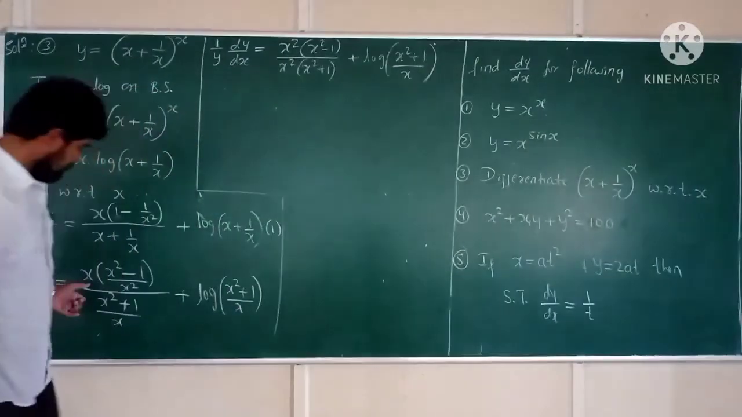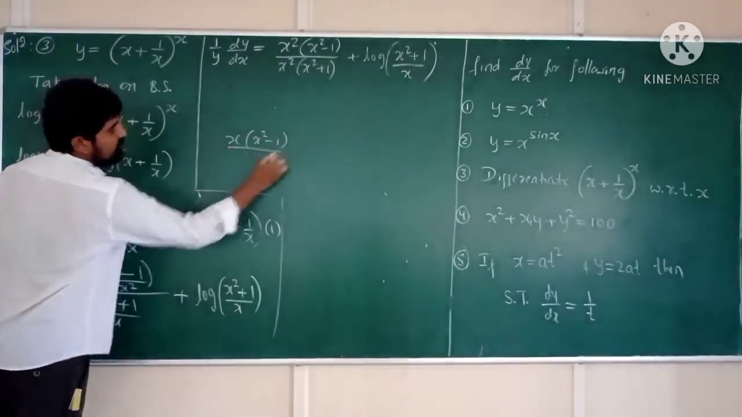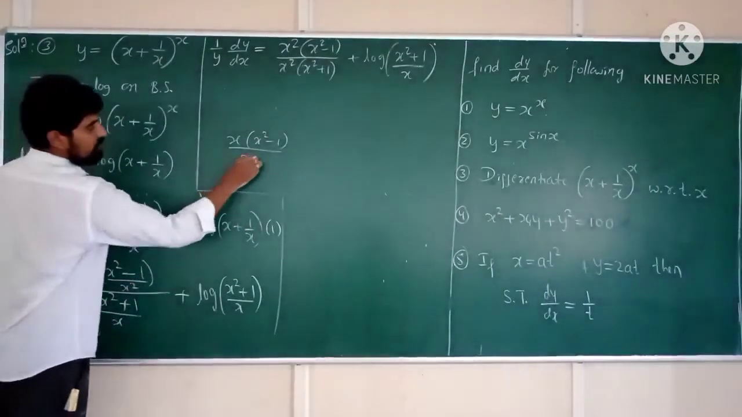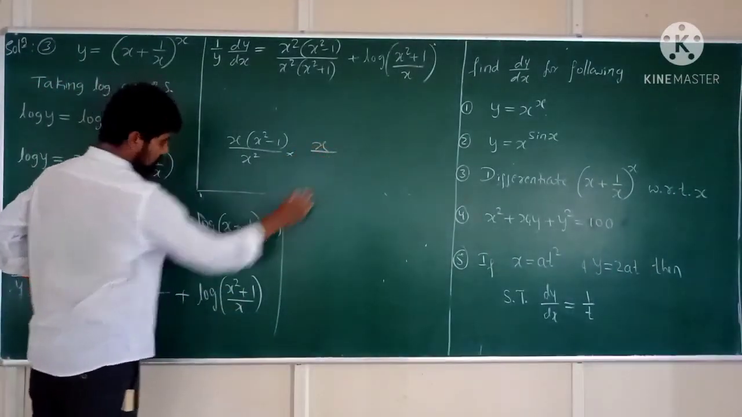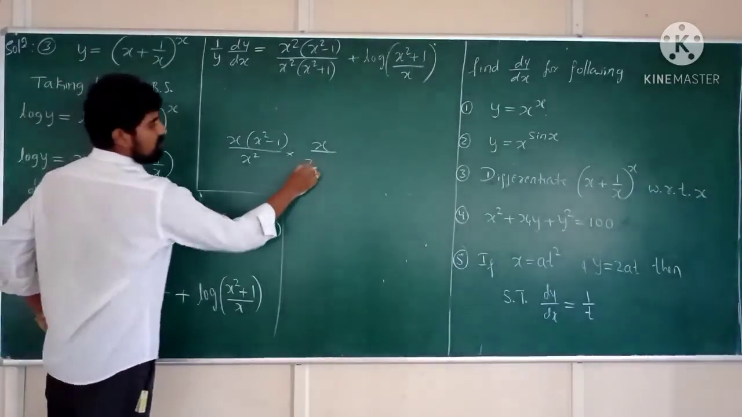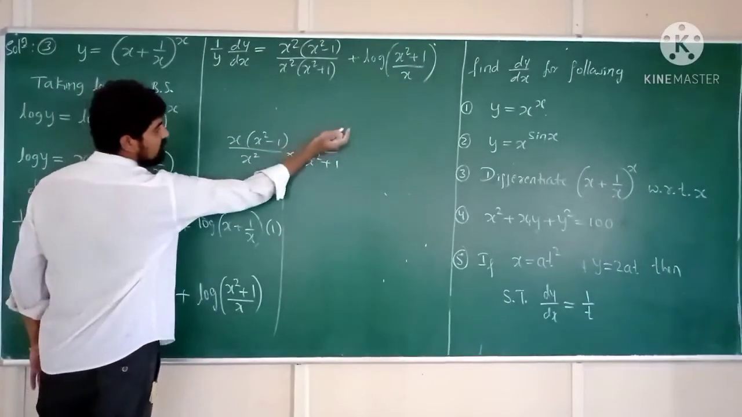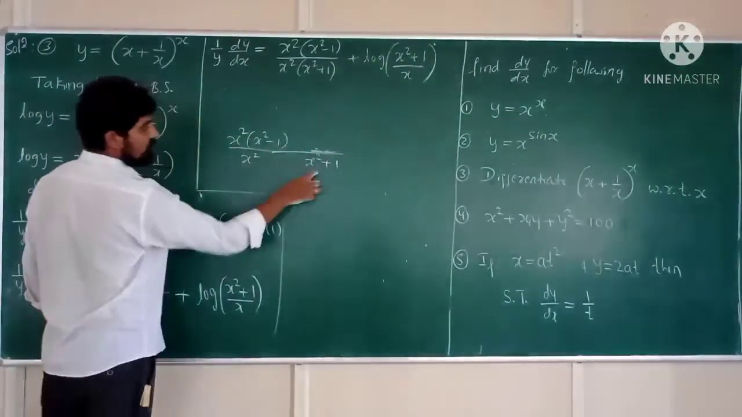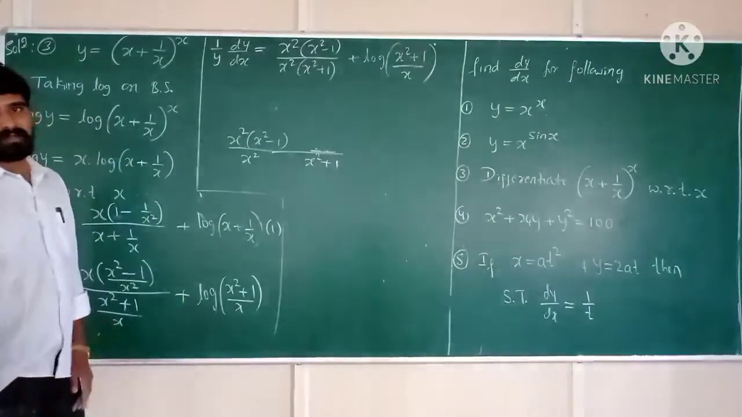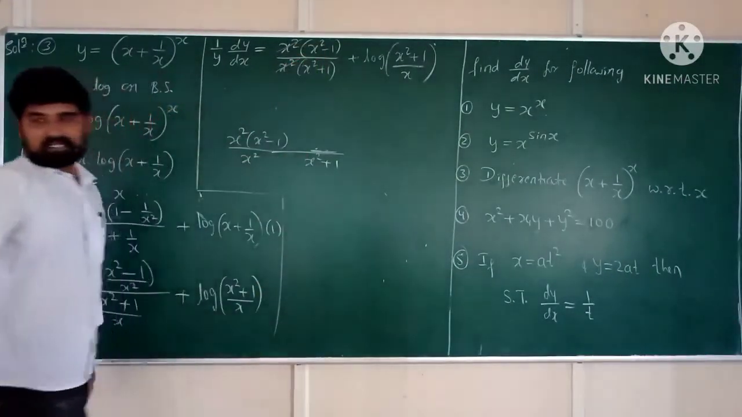This can be expressed as x into (x square minus 1) divided by x square into, this manually becomes reversed, x divided by x square plus 1, x square plus 1. Now x into x becomes x square, and x square into x square plus 1 is x square into x square plus 1. I hope all of you understand. Now x square gets cancelled.